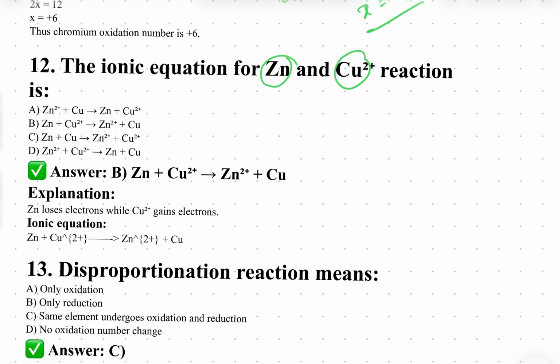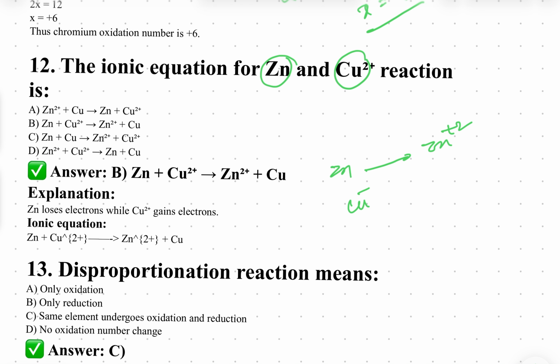Next one, the ionic equation of zinc and copper. We'll see what is the correct equation of zinc and copper. Just now we saw it, so we'll go here. Zinc gives rise to Zn2+.